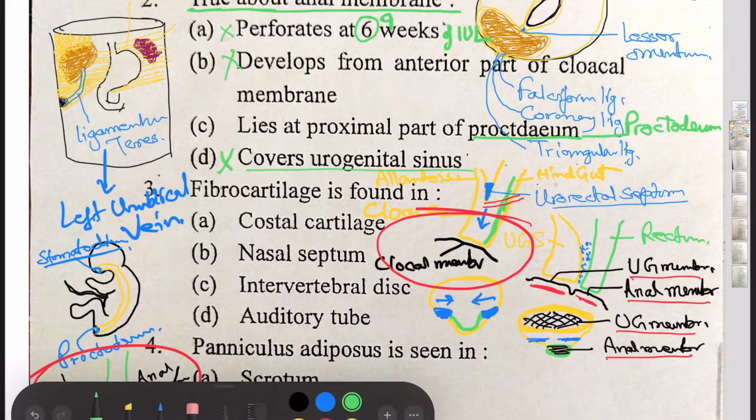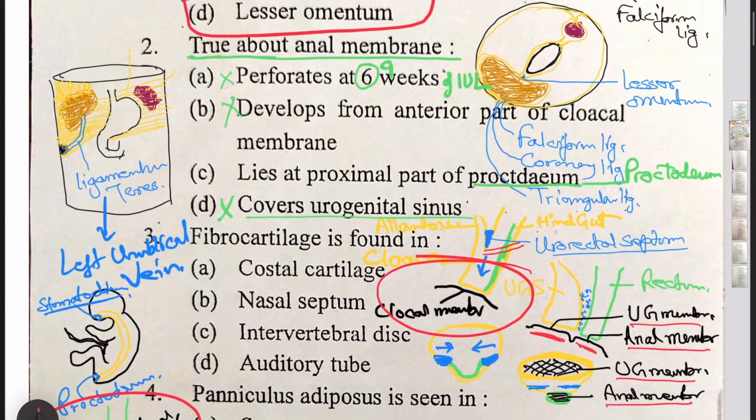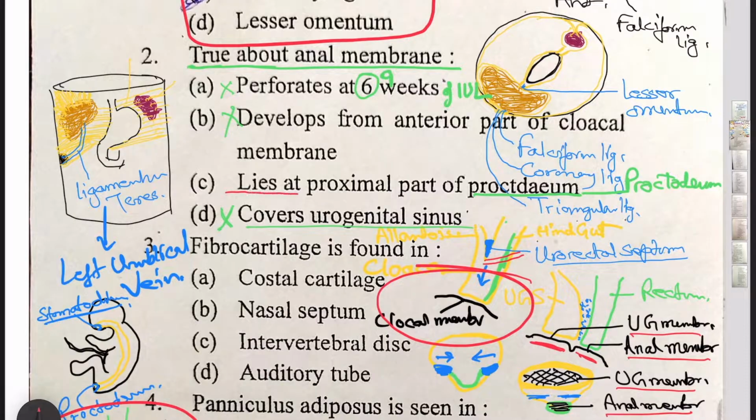So what remains is the correct choice here. You can mark that what is true about the anal membrane is that it lies at the proximal part of the proctodeum. This will be your answer.